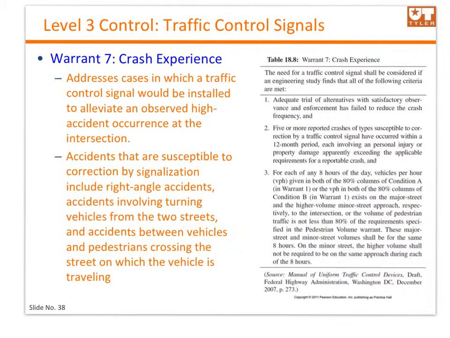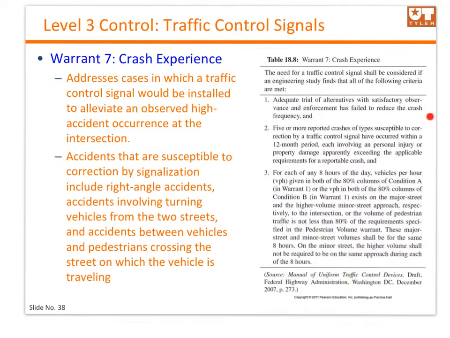Warrant 7 has to do with crash experience. This warrant addresses cases in which a traffic control signal would be installed to alleviate an observed high accident occurrence at the intersection. Not any accident can be reduced by having a signal. Those accidents that are susceptible to correction by signalization include right-angle accidents, accidents involving turning vehicles from the two streets, and accidents between vehicles and pedestrians crossing the street on which the vehicle is traveling.